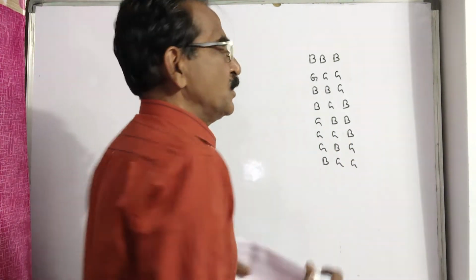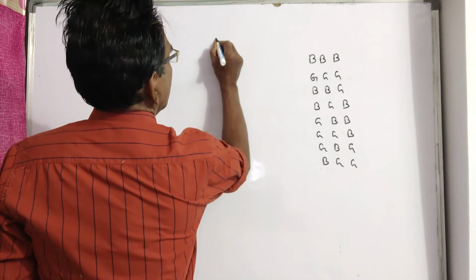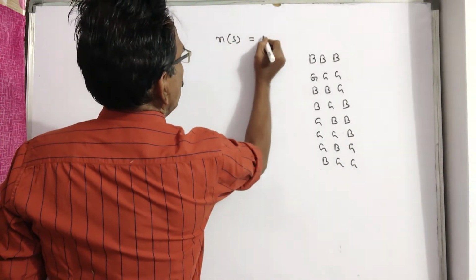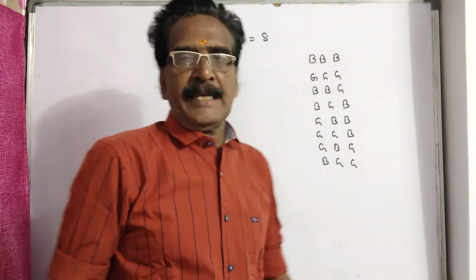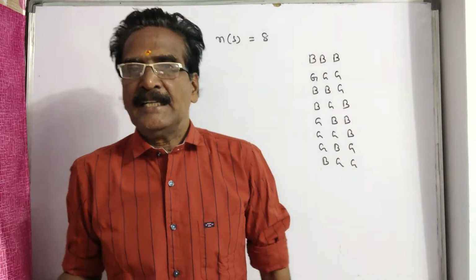So, n(S) is equal to 8. Now, let us see the possible events and their probabilities.